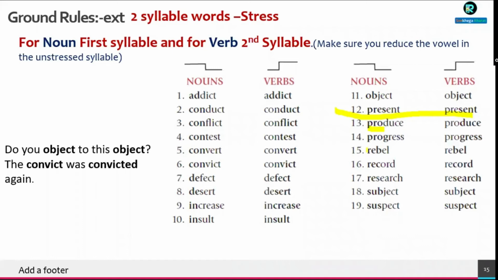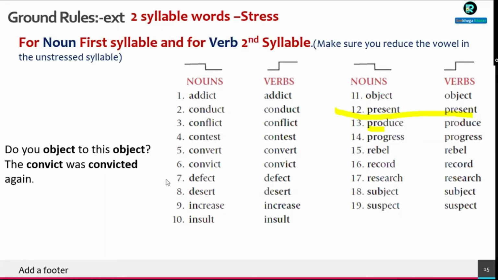Rebel. Okay. In the word rebel, mostly you are making mistakes. You have to go high. Rebel, rebel. Okay, number 15.